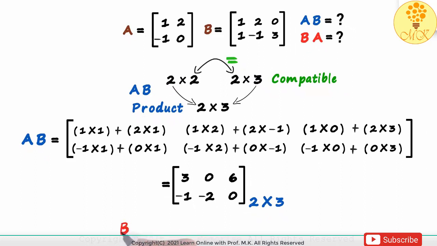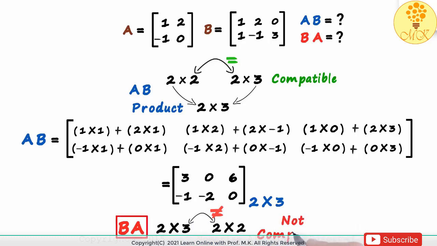Now let's try finding BA. Here B is the first matrix and A is the second one. Let's first see if they are compatible for multiplication. We find their orders. The order of B is 2 by 3 and the order of matrix A is 2 by 2. The second and the third numbers are not equal. Hence, these two matrices are not compatible for multiplication.